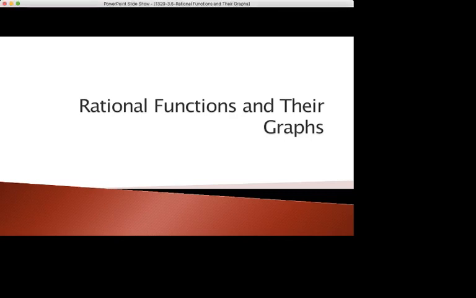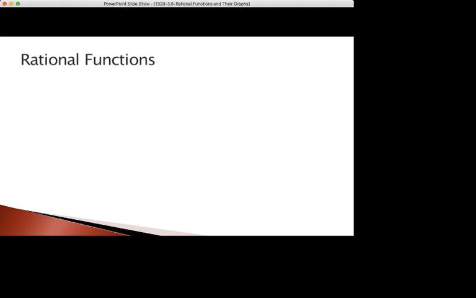Hey everyone, so today we are going to be talking about rational functions and their graphs. So, let's get started. If we're going to talk about rational functions and their graphs, then it makes sense that the first thing we talk about is what is a rational function? The definition of a rational function is as follows. Rational functions are quotients of polynomial functions.